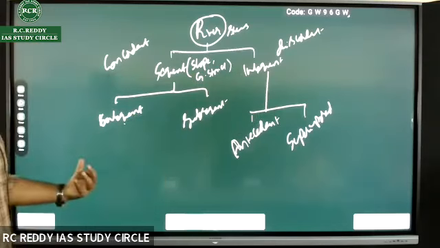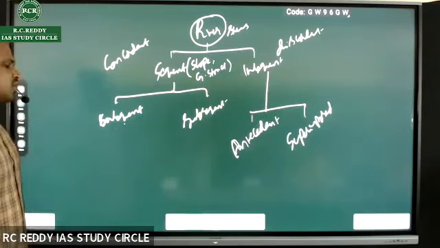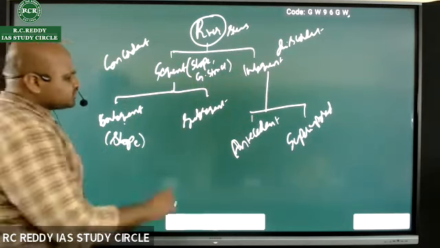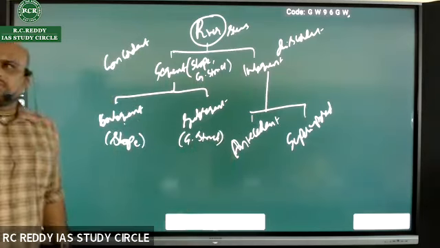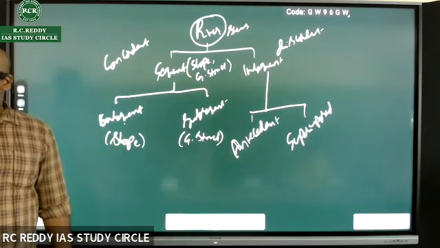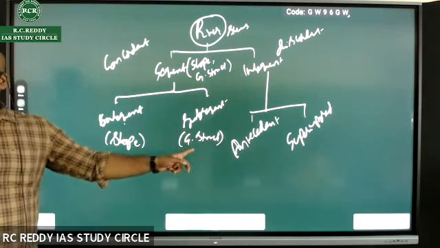Now, in sequent, where I see consequent and subsequent, consequent streams are those streams which are determined by slope. Subsequent streams are those streams which are determined by geological structure. For example, east flowing rivers in the peninsular region are consequent, determined by slope, whereas a subsequent stream is determined on the basis of geological structure.